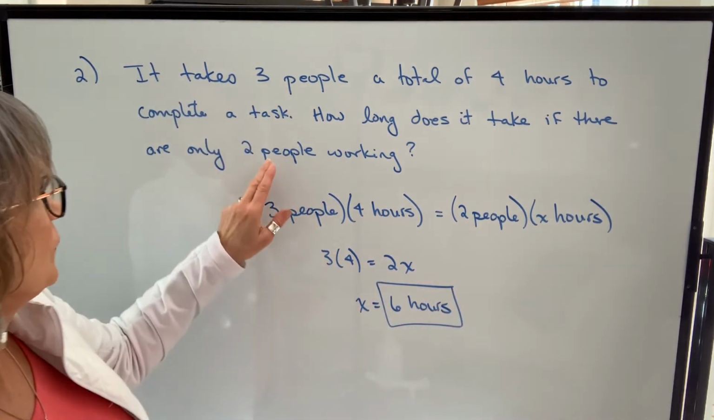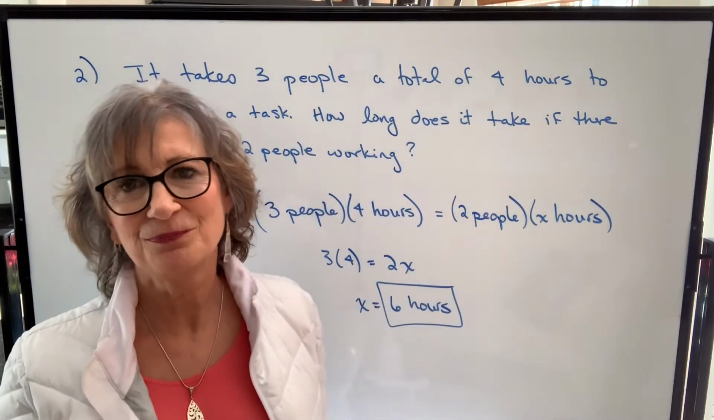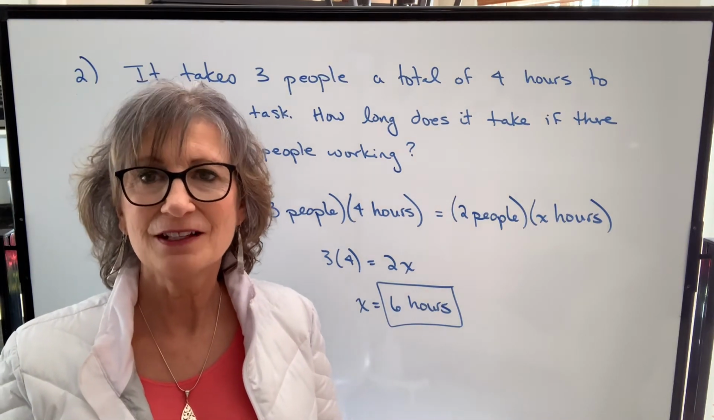And that makes sense. We have fewer people working. It should take more time. That is an inverse proportion.